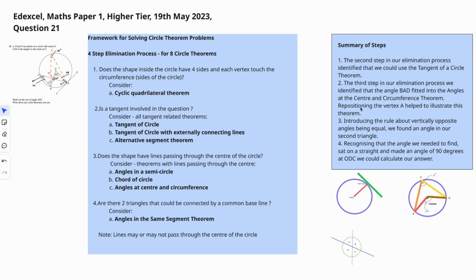And that was critically done by repositioning the vertex A to help illustrate this theorem. The third step was actually identified using another rule in geometry where the vertically opposite angles are equal. And we found that this allowed us to find the angle in our second triangle. And the final step was recognizing that the angle we needed to find sat on a straight line and made an angle of 90 degrees at ODC, where we could calculate our answer.